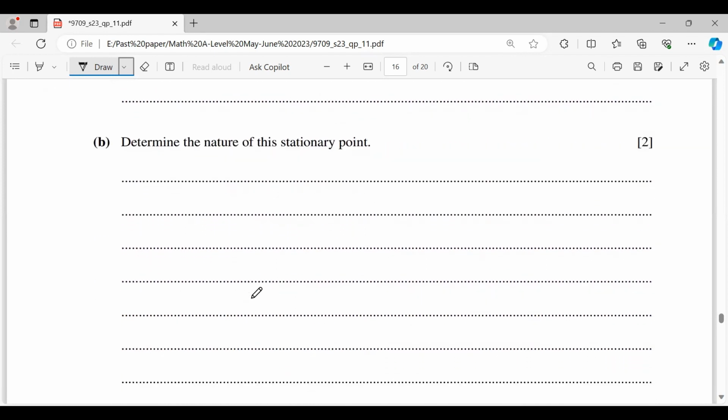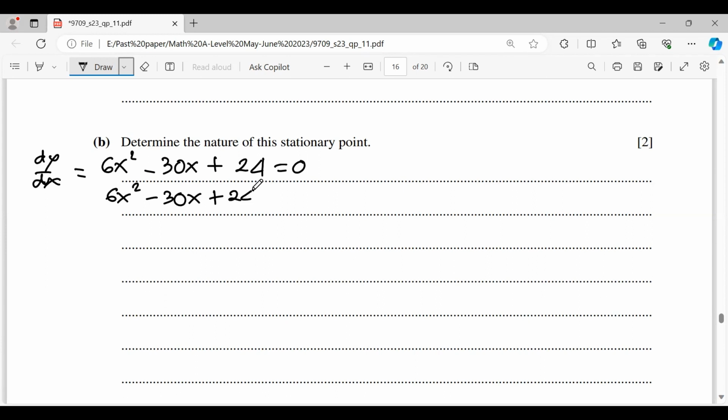B, determine the nature of this stationary point. We are going to find the type of the stationary point, whether a minimum point or maximum point. Differentiate with respect to x. dy/dx is 6x squared minus 30x plus 6a, but a equals 4, it means 24. So 6x squared minus 30x plus 24. Because we differentiate again, the second derivative will be 12x minus 30.